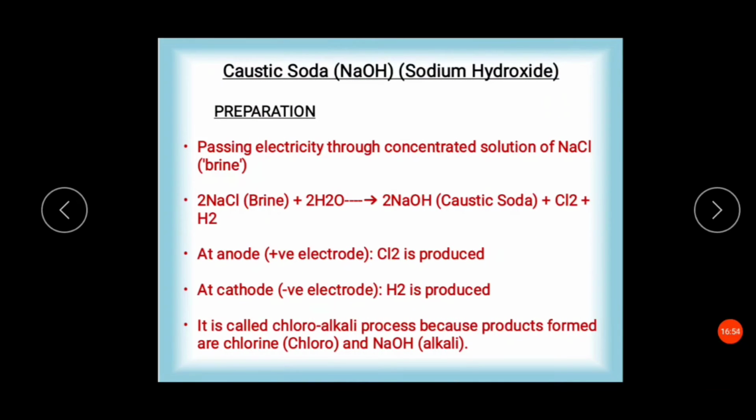At the anode, which is the positive electrode, chlorine is produced. At the cathode, hydrogen is produced and NaOH is produced near the cathode. It is called the chlor-alkali process because the products formed are chlorine, which is for chlor, and NaOH for alkali.